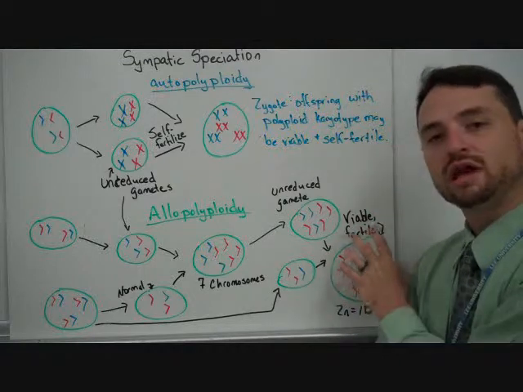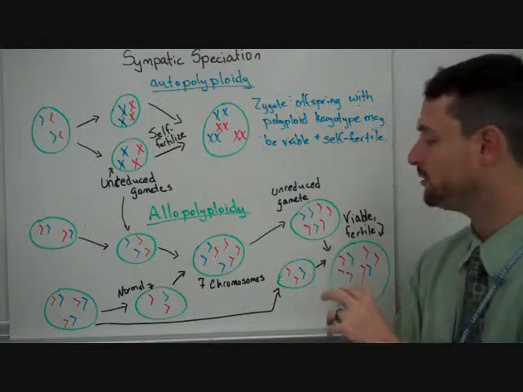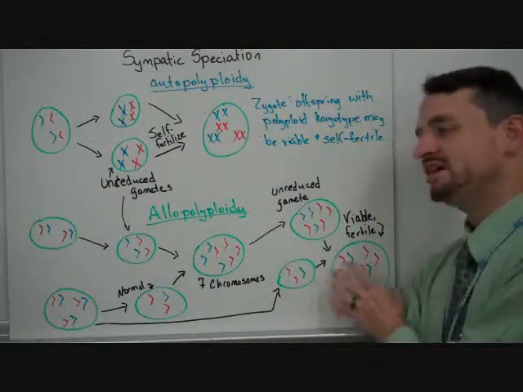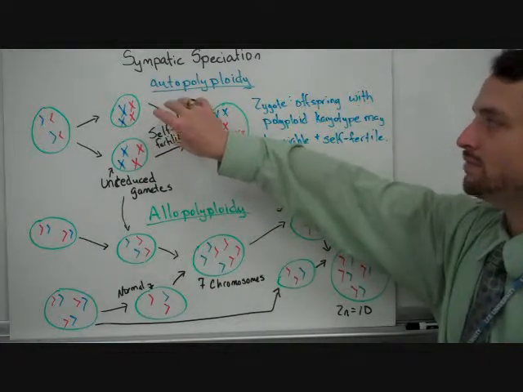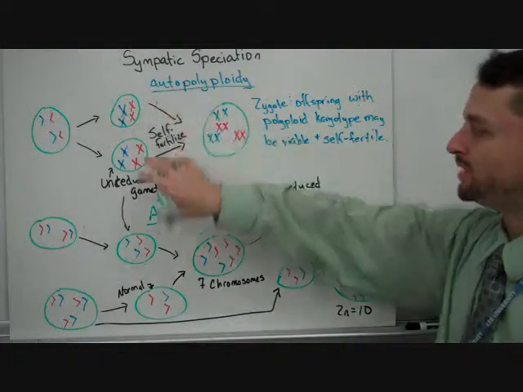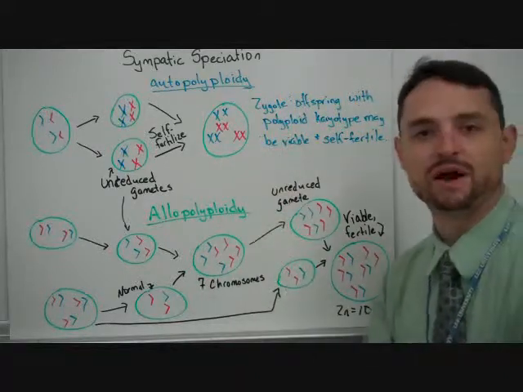Maybe this has happened more than once, so there's more than one of these to reproduce with each other. Whatever may be the case, this will also produce a new species. This happens more often, autopolyploidy, than this one, allopolyploidy. But both of these we're dealing with primarily plants.